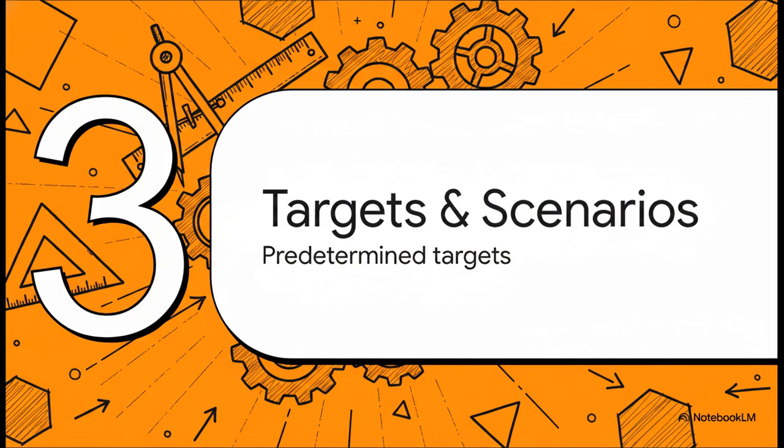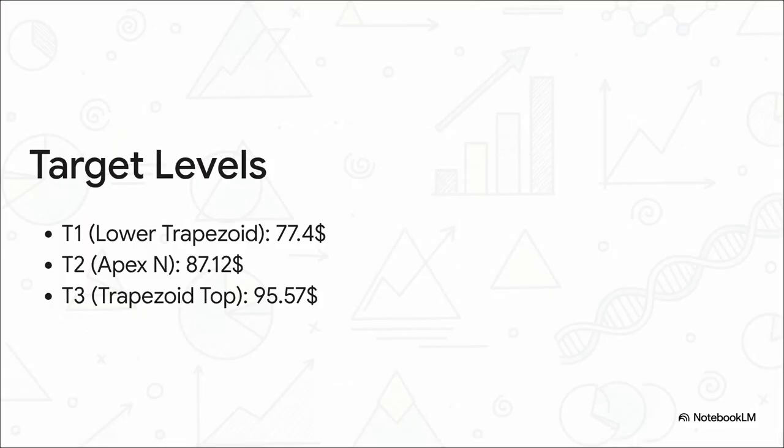Section 3. Cycle targets and scenarios. With the sizing strictly logged, we transition over to the predetermined geometric targets. The system identifies 3 specific visible boundaries based on its simple arithmetic. Target 1 is the mirror, or lower trapezoid boundary, at $77.4. Next, target 2 sits at apex N at $87.12. And the final boundary, target 3, is positioned at the trapezoid top at $95.57. Again, these are simply geometric labels acting as fixed coordinate targets within the system's framework.